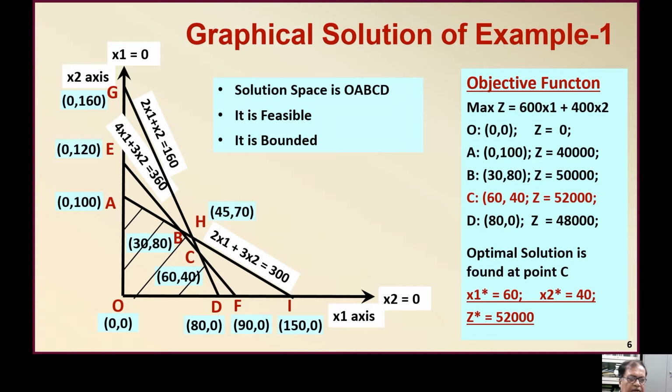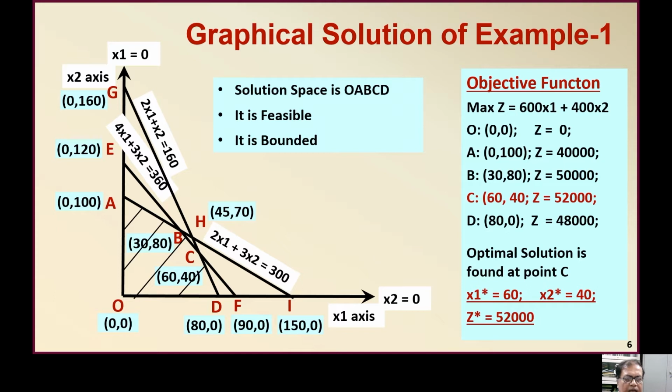Why is it satisfied? Because for 4x1 plus 3x2 less than or equal to 360, putting x1 equal to 0 and x2 equal to 0, that is the origin, is satisfied. So the inequality would be this side. Similarly, the same thing holds for all three constraint lines. 2x1 plus x2 would join 0, 160 and 80, 0. So that is the line. And 2x1 plus 3x2 would join 0, 100 and 150, 0.